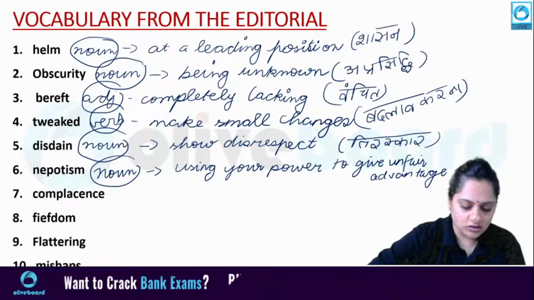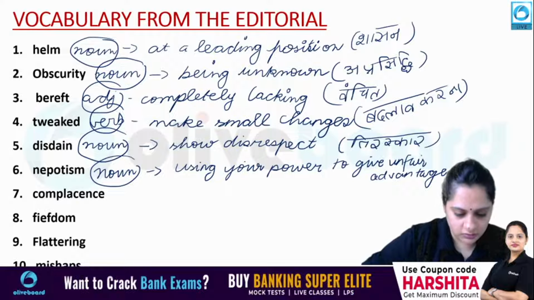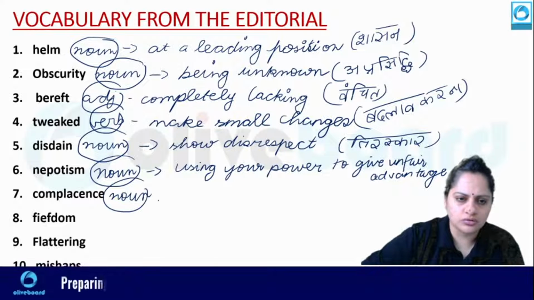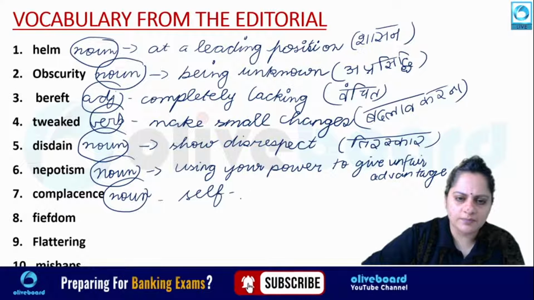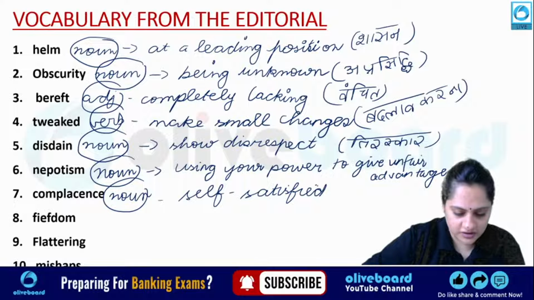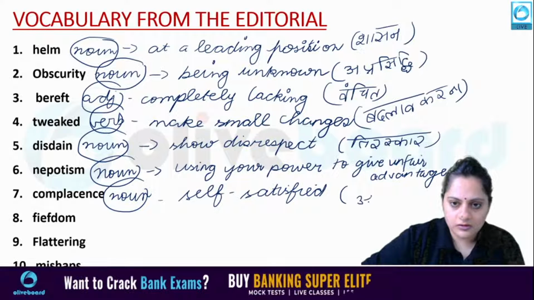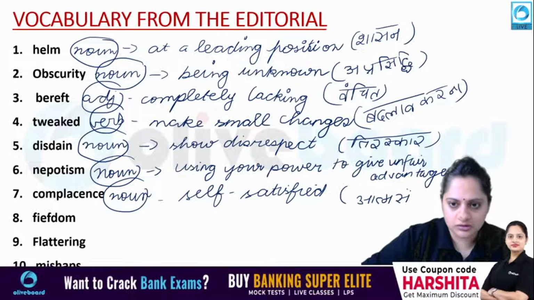Complacence is a quality name. A complacent person will never grow. What does it mean? When you are self-satisfied, you don't want to grow, you don't want to improve. You say that I'm perfect the way I am. You are very much self-satisfied. आत्म संतोष. Santosh, satisfied.